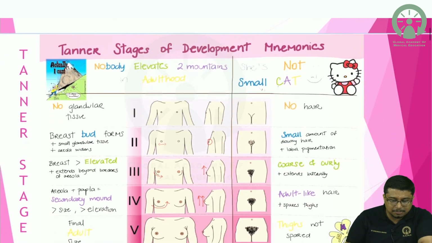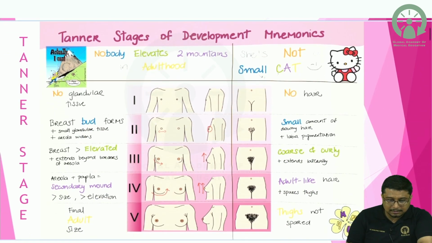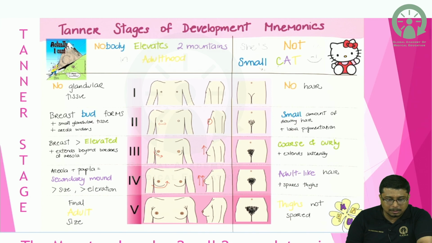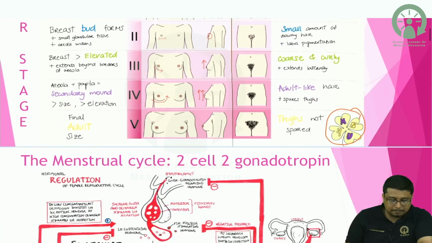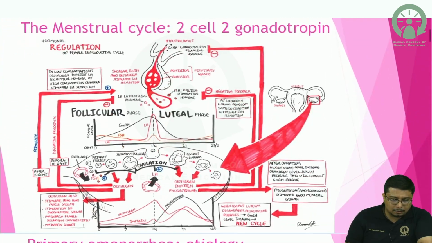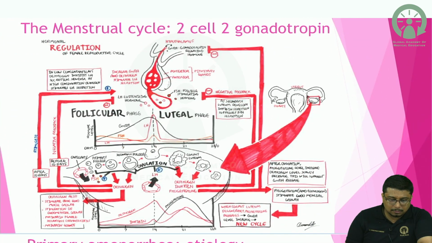So for the Tanner stage of development, remember this mnemonic, take a screenshot. I'm not explaining this, but this is very useful to remember. It's made by My USMLE Notes for you. She's a blogger. So remember this mnemonic. And also I will not describe the menstrual cycle in detail right now, because this revision class is not a basic foundation class.